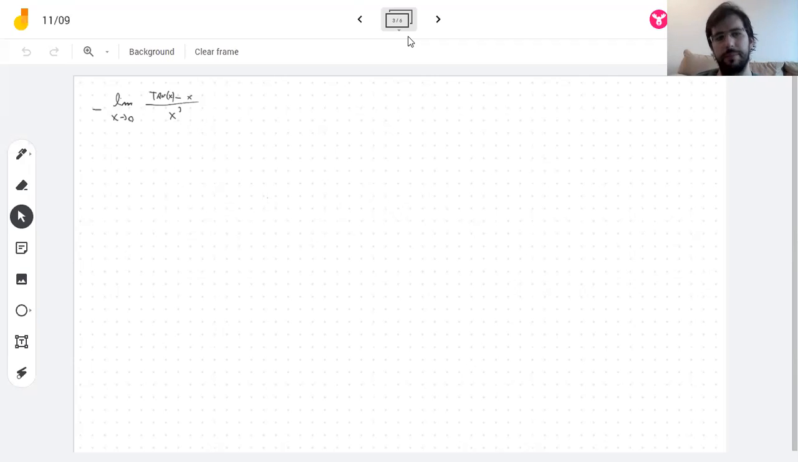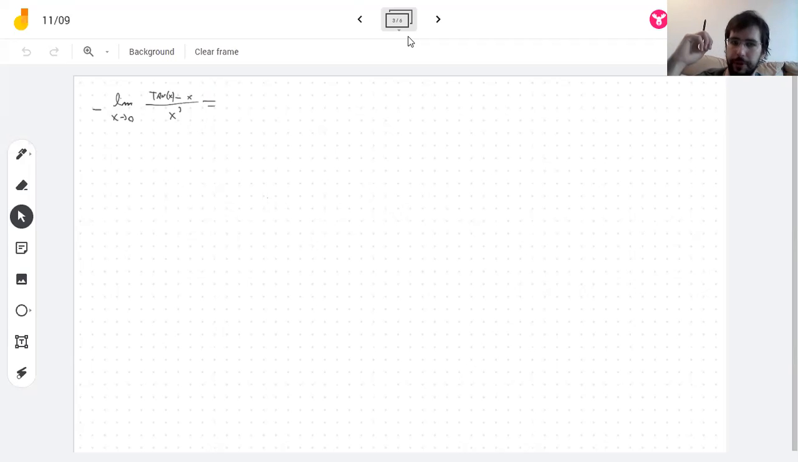I don't know. It'll take a while to think about it. But since we know that sine of x over x approaches 1, which you could do by L'Hopital's rule, maybe you could figure this out, but it would be pretty hard. But with L'Hopital's rule, though, what kind of limit is this?